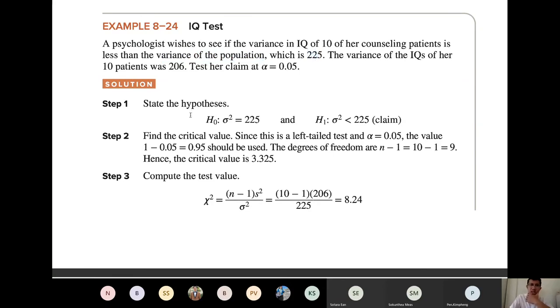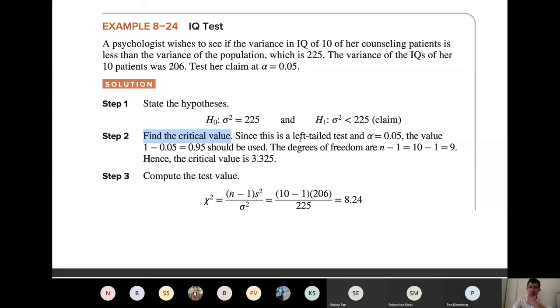In this case, you have to state the hypothesis. This is your null hypothesis, the original claim. And this psychologist's claim is that the variance is less than this, right? It's less than this. So first of all, we have to find the critical value.